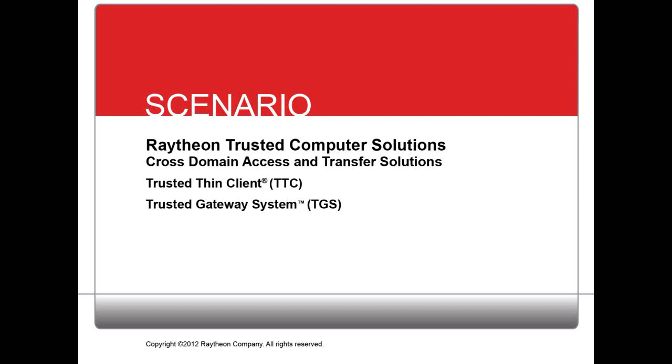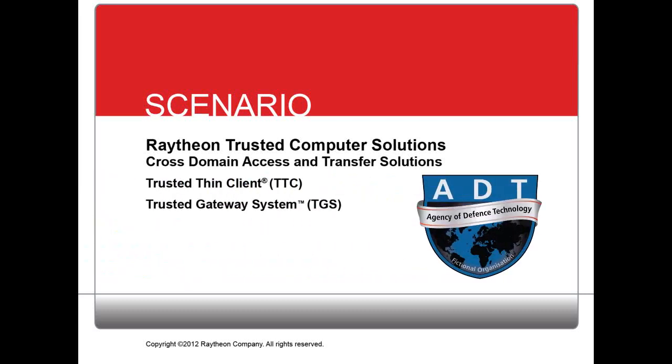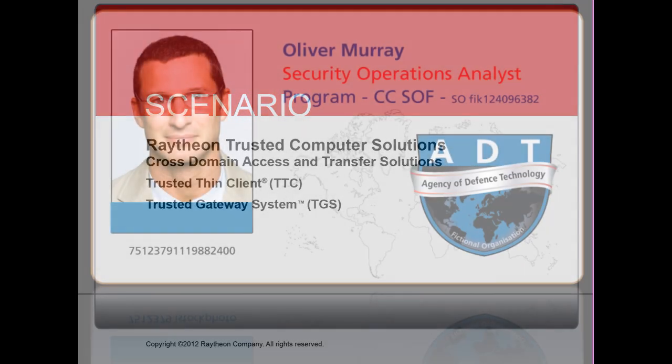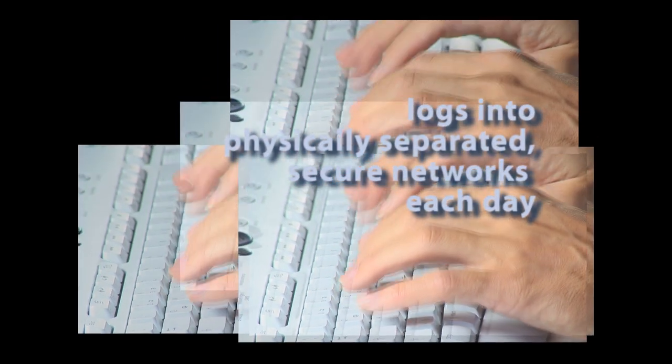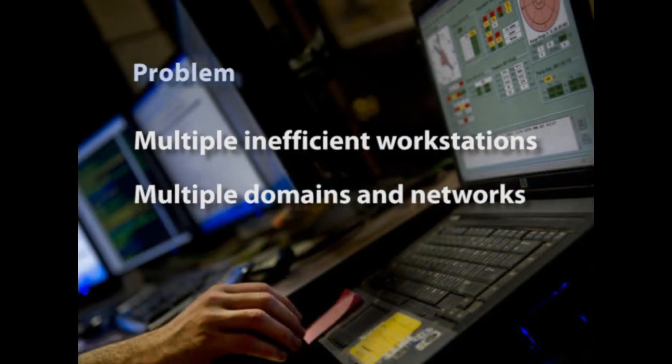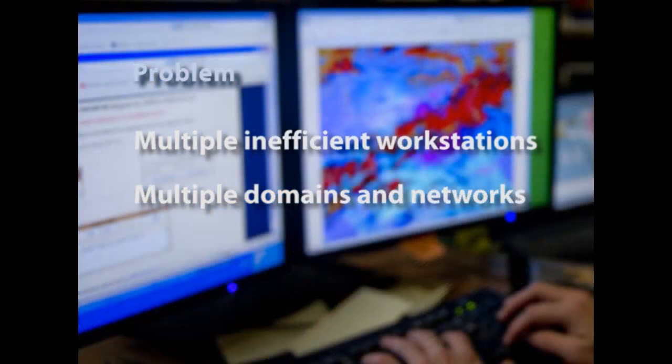The following demonstration uses a fictional Agency of Defense Technology, ADT, to walk through a typical organizational scenario. Oliver has been an ADT analyst for 20 years. His current position requires that he log into 5 physically separated, secure networks each day. In the past, Oliver struggled to manage the multiple workstations, continually moving from network to network and desktop to desktop.